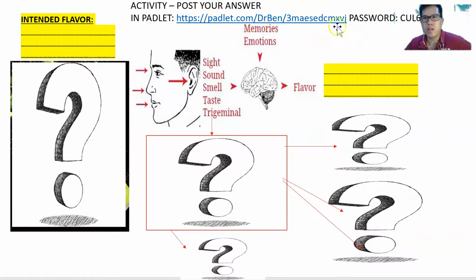This is the link, and I have given an example over there in the Padlet as well. But if you want to access the Padlet, you need to key in the password, which is COL63304. Alright, so I look forward to it.